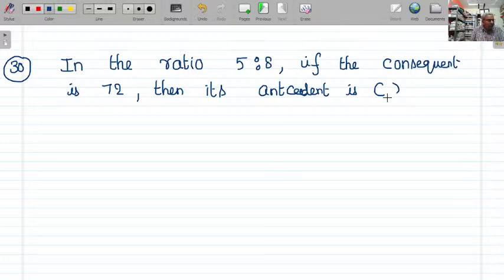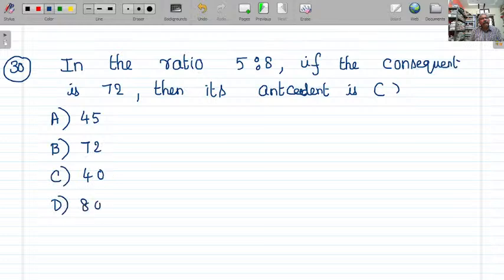Options: A 45, B 72, C 40, D 80. Okay, first method.